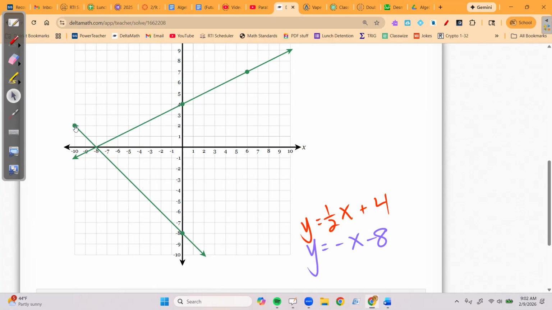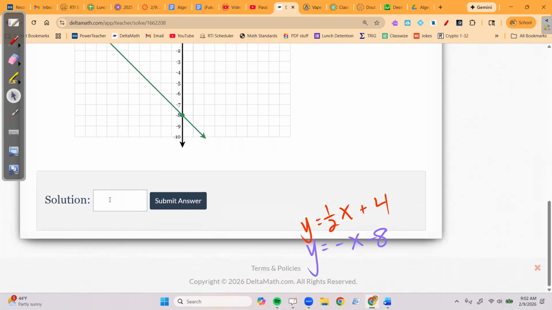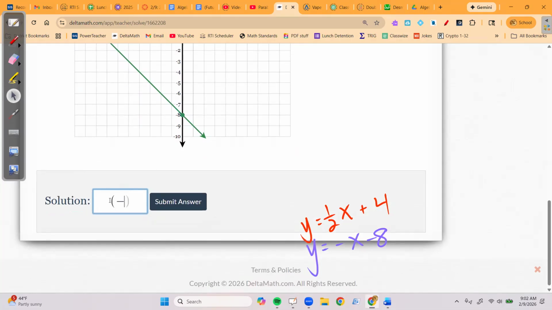What's the name of that point where they cross? -8, 0. Nice job. Perfect. -8, 0. So I'm just going to go down here, parenthesis, -8, comma, 0, close parenthesis. I want to stress again, notation matters, okay? These are points, and we express points with parentheses and a comma in the middle. And order, of course, matters.